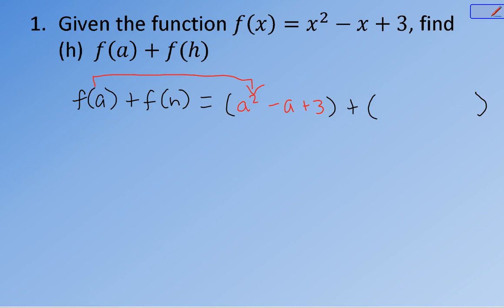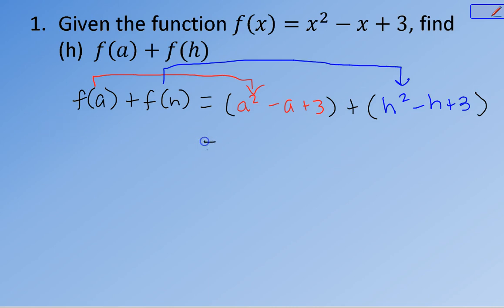Now I'm going to grab up my other color. Remember, I told you you might need another color. And I'm going to insert the f of x over here because I'm adding those two. So the f of h. So if I replace the x's with h's, that would be h squared minus h plus 3, and there you go. So that's all that's telling you to do.